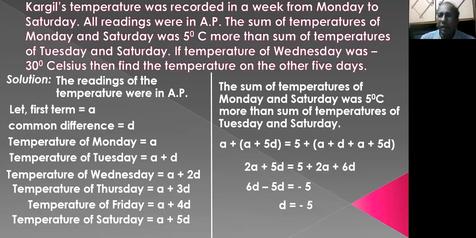I know the value of D. Now it's just a question of getting the value of A. Because if I get the value of A, I can easily get the temperature of the rest of the days. How to get it?